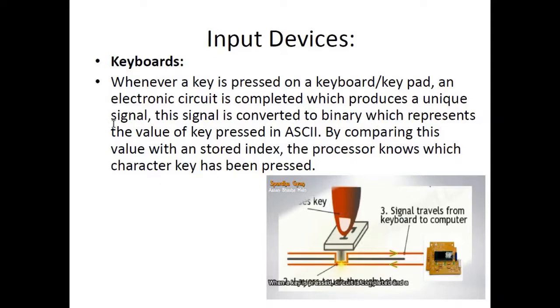This signal is converted into binary, which represents the value of the key pressed in ASCII or in binary. By comparing this value with a stored index, the processor knows which character key has been pressed. For example, when you press A, the value for A is 65. So a signal in binary that has the value 65 is generated and it is sent to the microprocessor. So the microprocessor knows that you have pressed the key A on your keyboard.